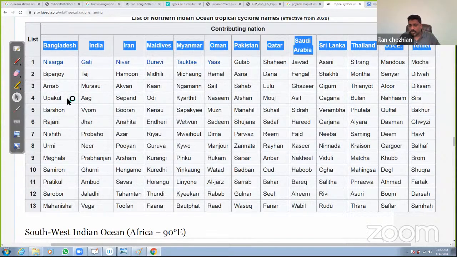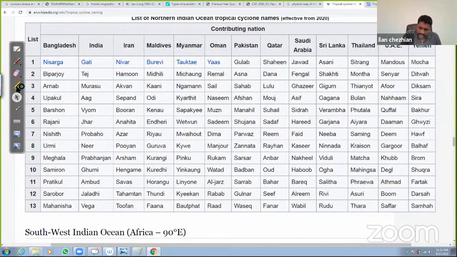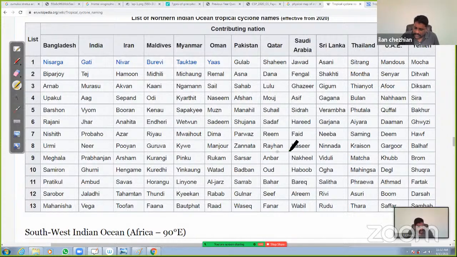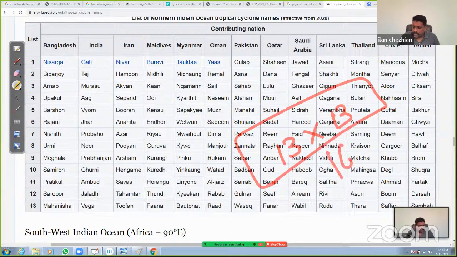13 countries are there, right? Each of the 13 countries has contributed 13 names. As of today, we have 169 preconceived names.